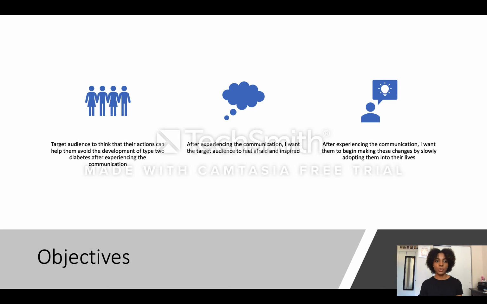And here are my objectives. I want the target audience to think that their actions can help them avoid the development of type 2 diabetes after experiencing the communication. And after experiencing the communication, I want the target audience to feel afraid and inspired. And you'll see why I said afraid and inspired in following slides. After experiencing the communication, I want them to begin making these changes by slowly adopting them into their lifestyle. If this population has high self efficacy, then this will facilitate the motivation that they need to make changes in their lifestyle.